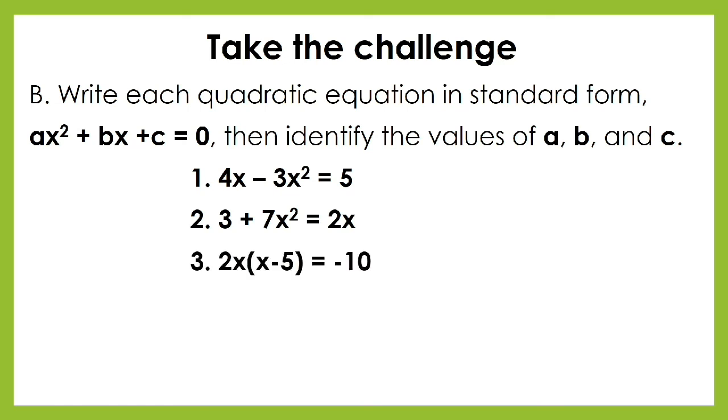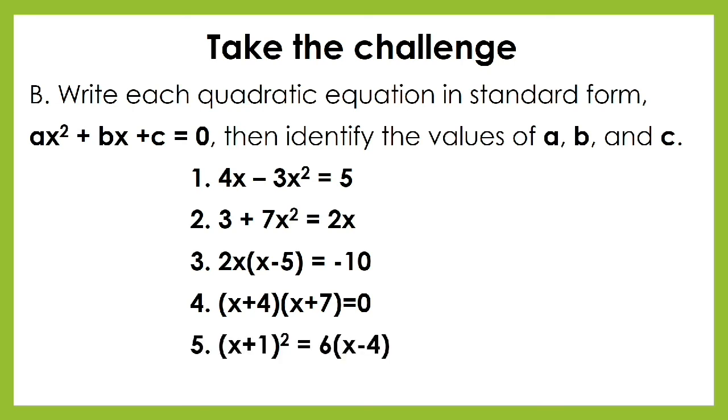Number 3, 2x times x minus 5 equals negative 10. Number 4, x plus 4 times x plus 7 equals 0. Number 5, the square of the quantity x plus 1 equals 6 times the quantity x minus 4.